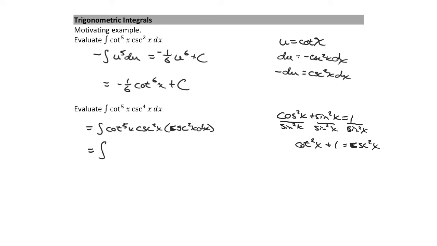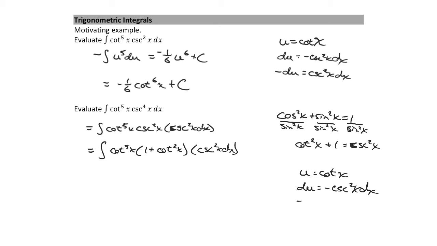So this becomes the integral of cotangent to the fourth of x times 1 plus cotangent squared, and then we have cosecant squared of x dx. So aside from the stuff that's paired with the dx, everything is in terms of the cotangent. And so it makes good sense to make the substitution u equals the cotangent of x. Du, just as before, is negative cosecant squared of x dx. And then we need to multiply both sides by -1. We get negative du is cosecant squared of x dx.